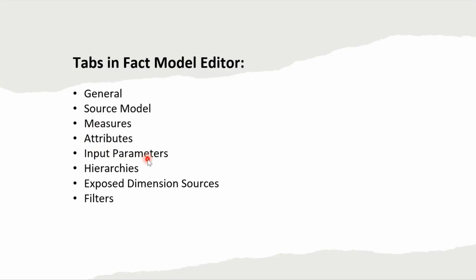Input parameter is used, for example, if the data volume is very huge, when this model will be used, whether for consumption or for data preview, it will provide you an option to put a value for that input parameter, so that you can filter out the data accordingly. This input parameter can also be used for calculation. Like if I want to see a particular thing based on my input. Currency conversion is one example.